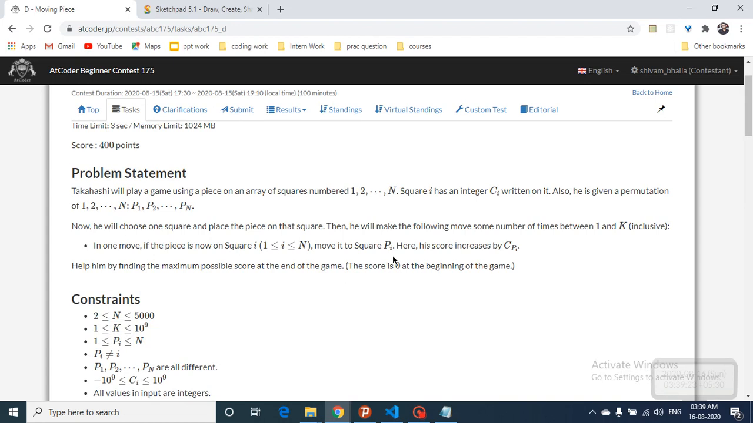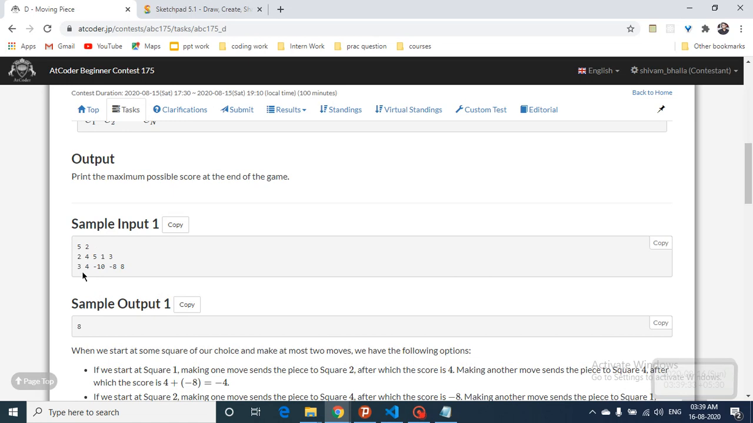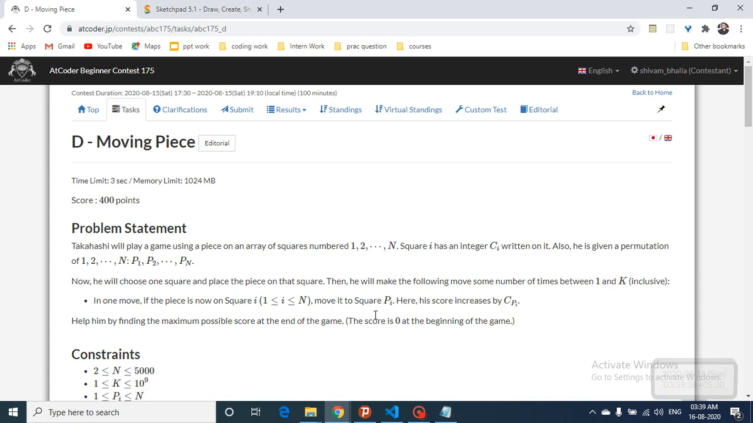And for every move, his score increases by C of Pi, and for every position you have a Ci written on it. As you can see, for this position there is C of 3, for this position there is score C of 4, and so on. So for every jump, you can jump from one position to the next position given by the index on the current position, and for every jump you have to increment your score. You have to find the maximum possible score at the end of this game, and you can do this hopping between 1 and K times. So you can do at most K times, or at least one time.